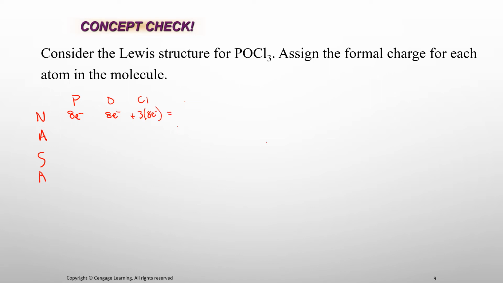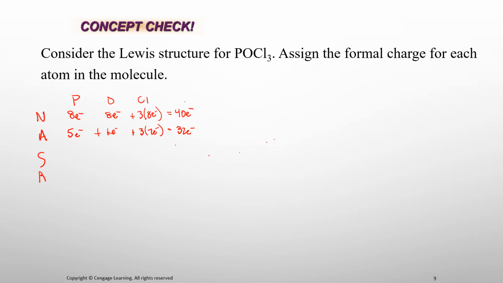So I have a total of 40 electrons that are needed. When I look at my available, I have 5 electrons for the phosphorus, I have 6 electrons for the oxygens, and I have 3 times 7, or 21 electrons for the chlorines. So this will give me a total of 32 electrons.